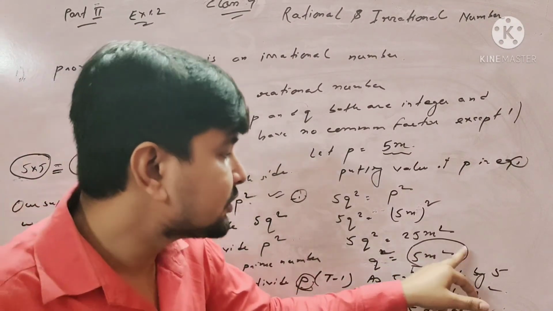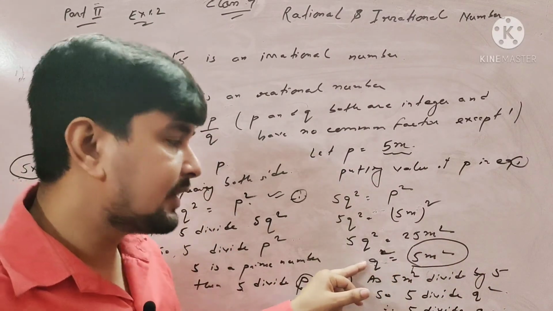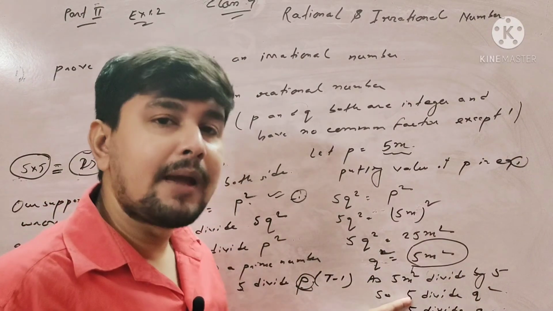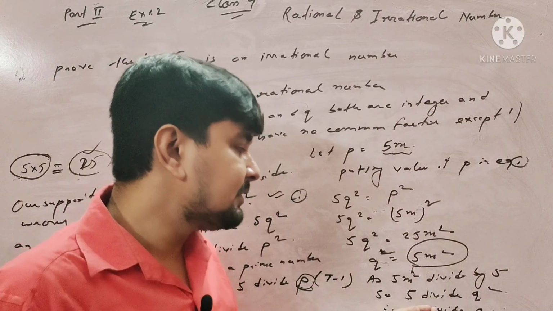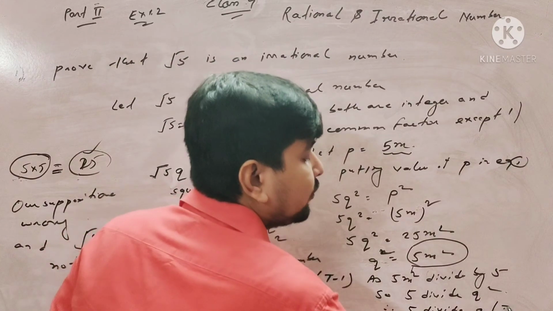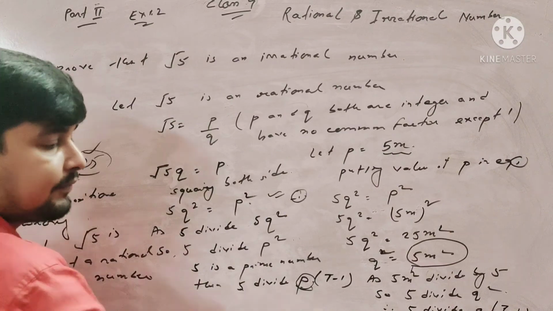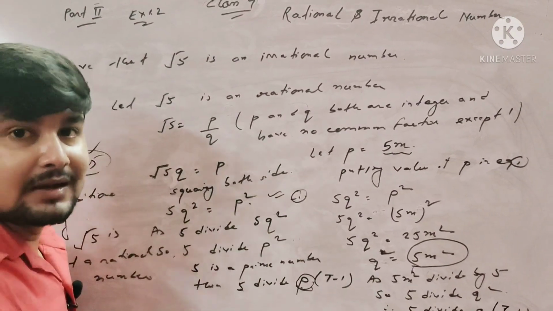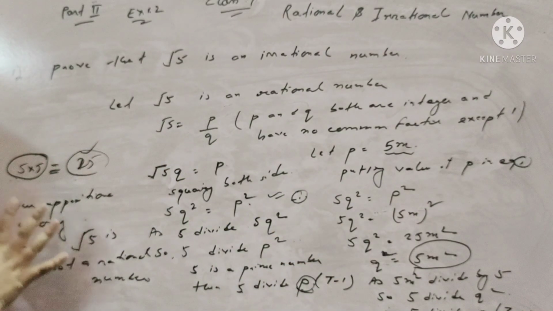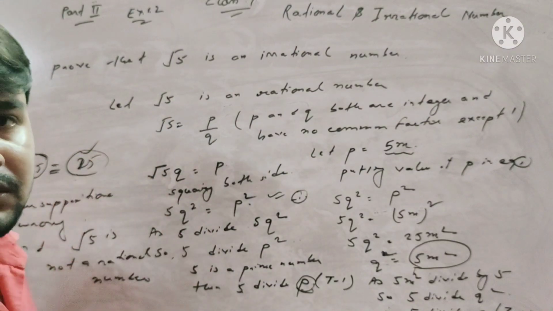See, this portion is also divided by 5. So that means, because of the equals sign, 5 also divides q square. Again, when a prime number divides the square of any natural number, that prime number also divides that natural number. So 5 also divides q according to theorem 1. Okay, so we already see that p is also divided by 5 and q is also divided by 5. That means it has a common factor. So we know that in a rational number there is no common factor. That means our supposition is wrong. Root 5 is not a rational number. Root 5 is an irrational number.